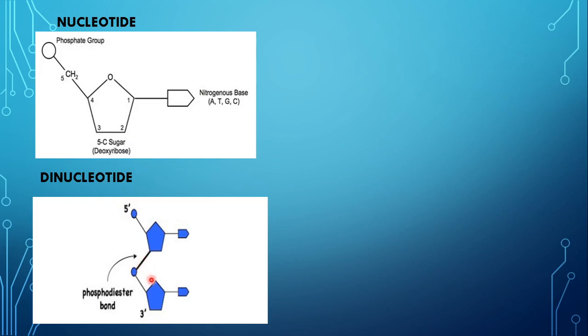Also, before that, the 5th carbon always gets attached to the phosphate with the help of an ester bond. So here what do you see? We see 2 ester bonds. Hence, this linkage is known as a phosphodiester bond.